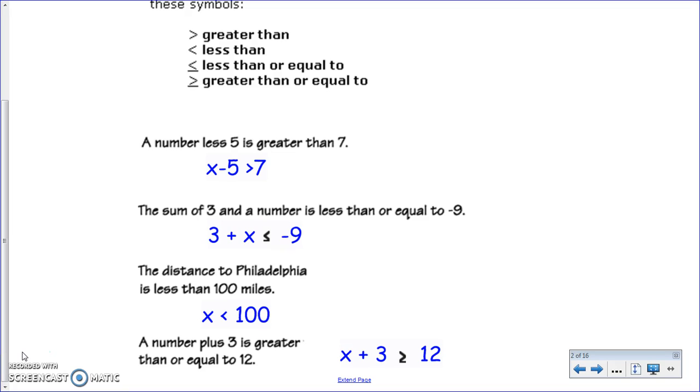Finally, the last one, we have a number plus 3 is greater than or equal to 12. So x is representing our number that we don't know what it is, so it's our unknown quantity, plus 3, and then we have the greater than or equal to sign, and then the 12 on the other side. So in these, x, the variable, could be any number that makes that statement true.